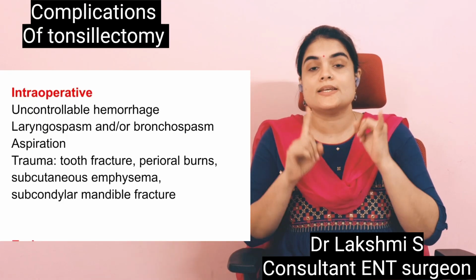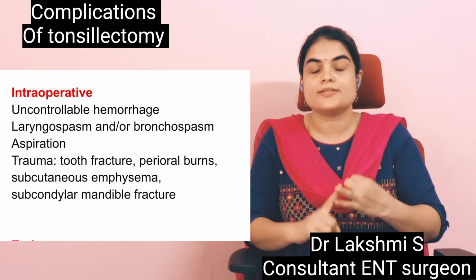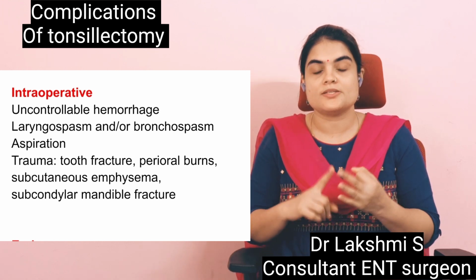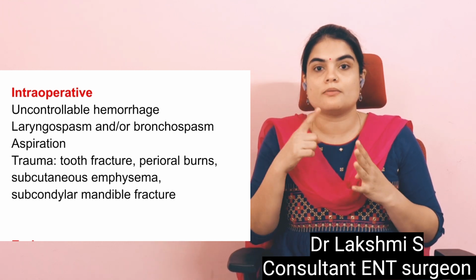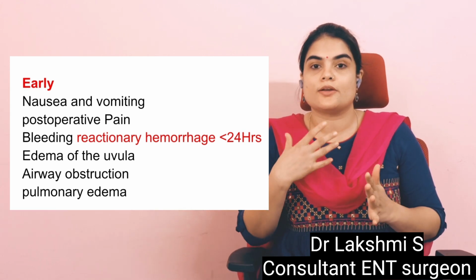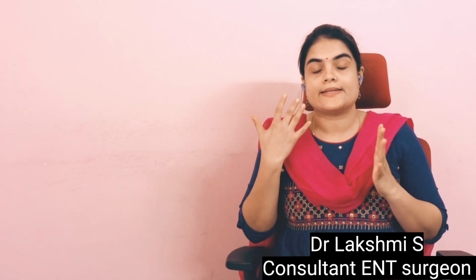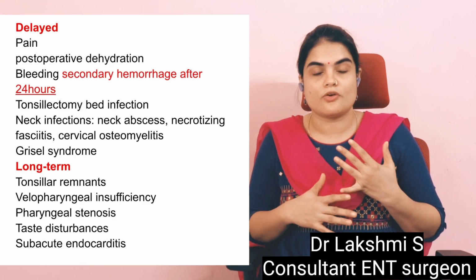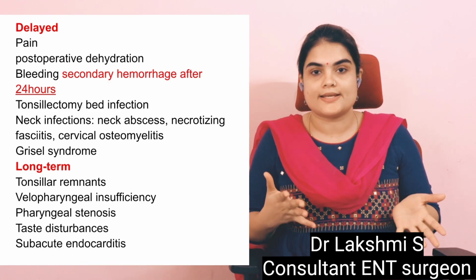So primary hemorrhage, reactionary hemorrhage within 24 hours. After 24 hours, it is secondary hemorrhage. Injury to other structures: lips, tongue, buccal mucosa, teeth, etc. Then if there is any aspiration, it can cause lung problems. It can heal with scarring, causing scarring of the soft palate, and also anesthesia complications.